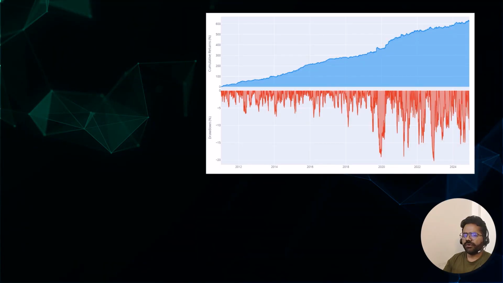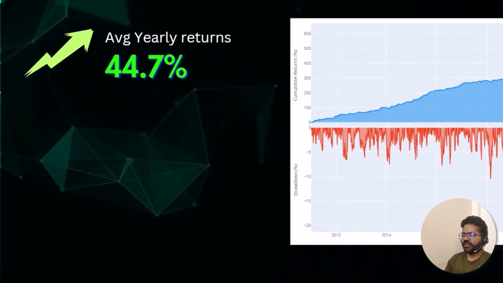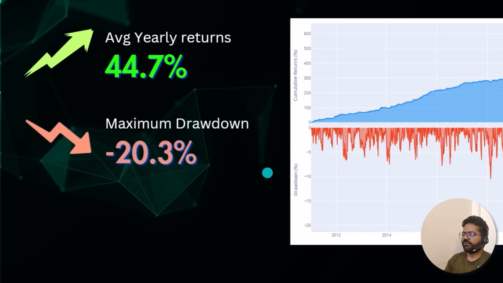As you can see, from 2011 to 2024, we are making consistent profit year on year, and the equity curve is pretty linear, and it is going up. Overall, we made returns of 600% in 14 years. We made average yearly returns of 44% over the last 14 years with a drawdown of 20%.